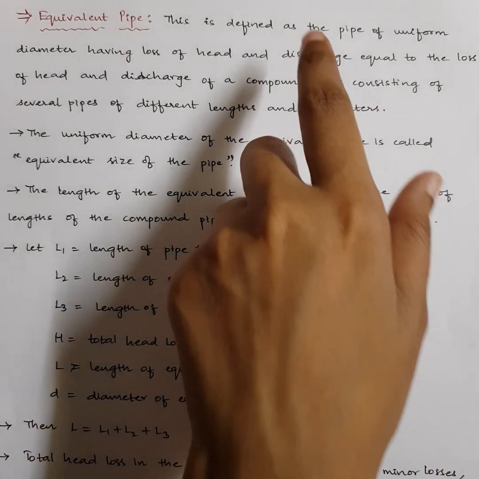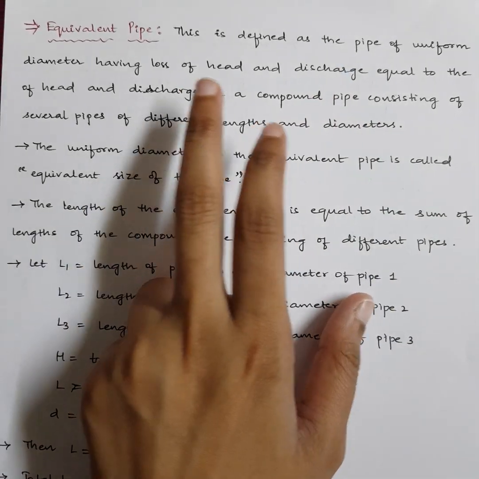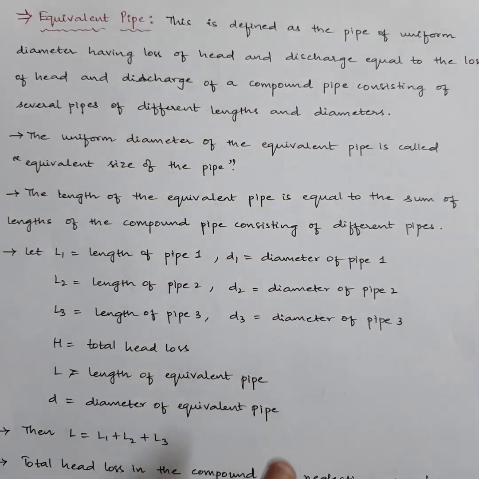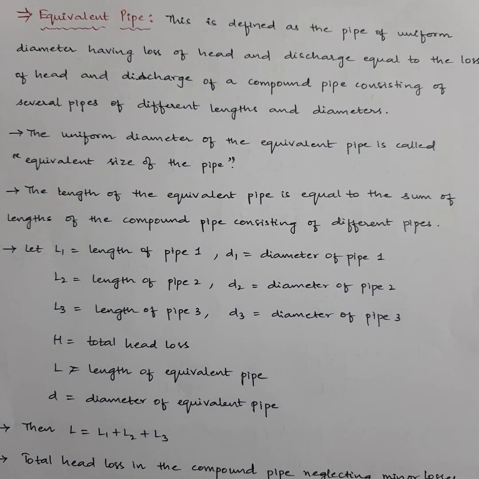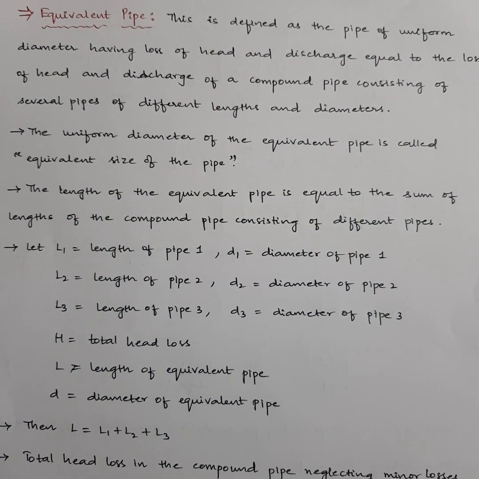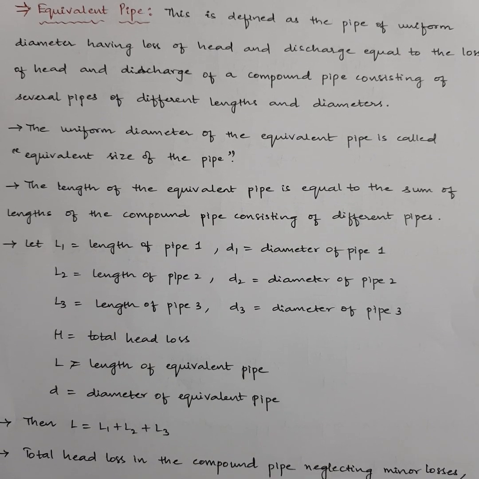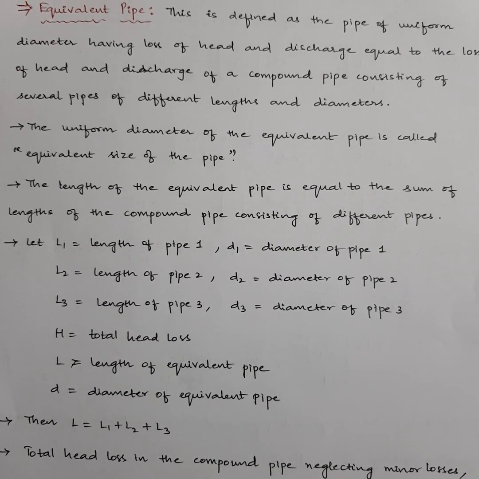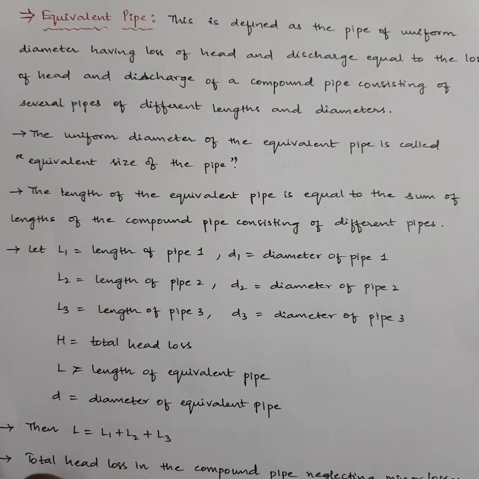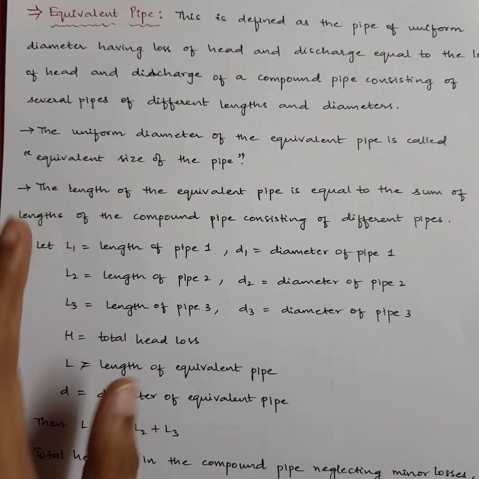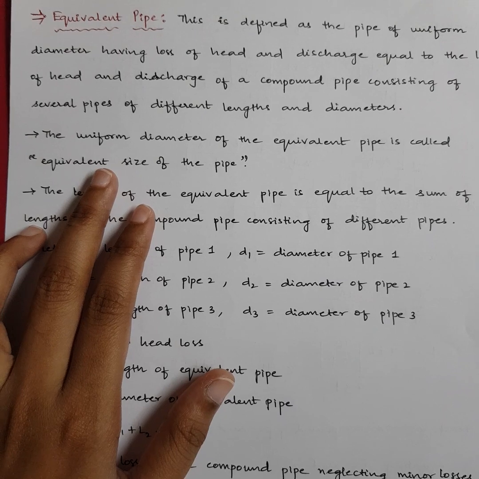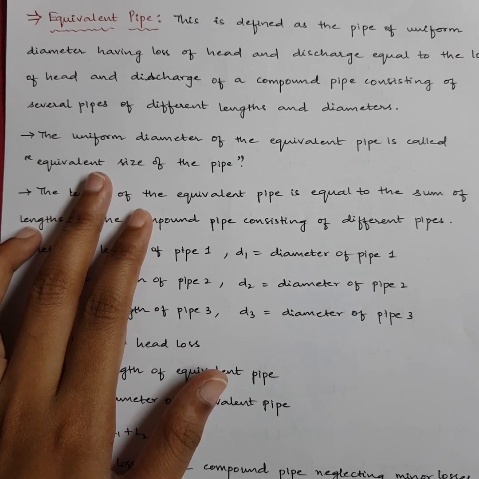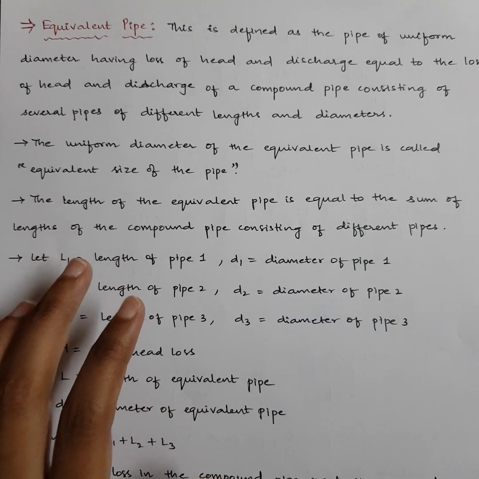It's defined as a pipe of uniform diameter having loss of head and discharge equal to the loss of head and discharge of a compound pipe. You remember compound pipe, right? Compound pipe means it's a combination of pipes of different lengths and different diameters connected end to end, or a series connection. That only is called as equivalent pipe, and that single diameter which is replacing all the diameters of different pipes connected in series is called as equivalent size of the pipe.